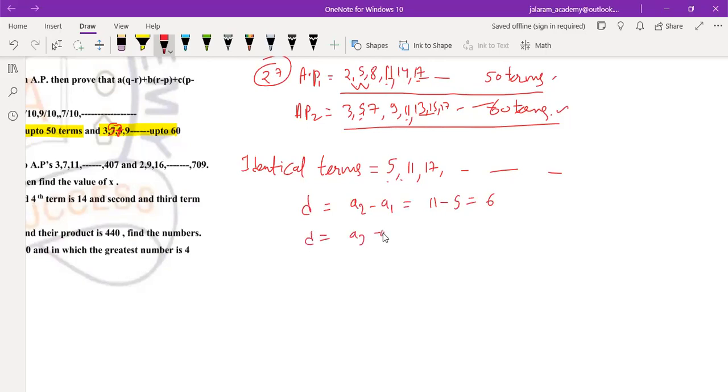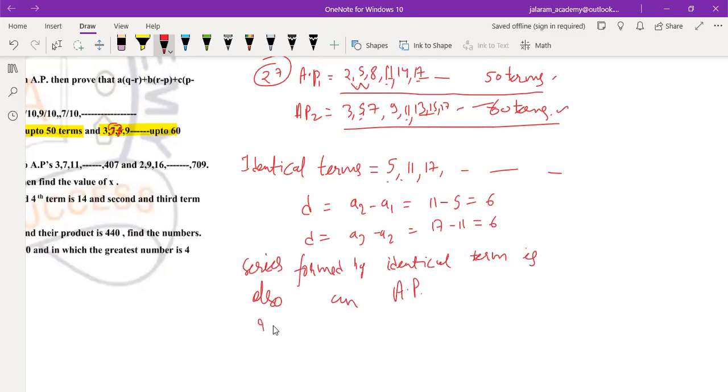Yes, sir. 11 minus 5 equals 6, 17 minus 11 equals 6. It means the progression formed by the identical terms is also an AP. Is that clear to you? Is also an AP.